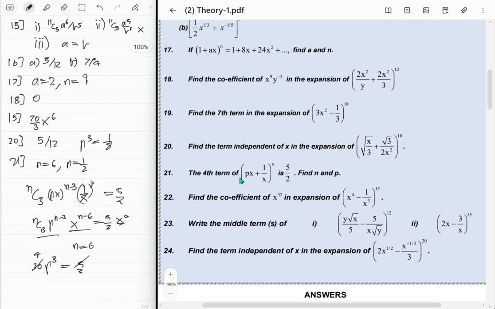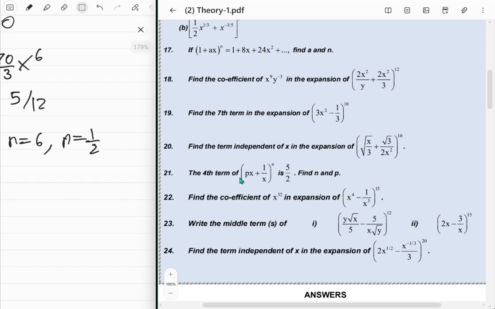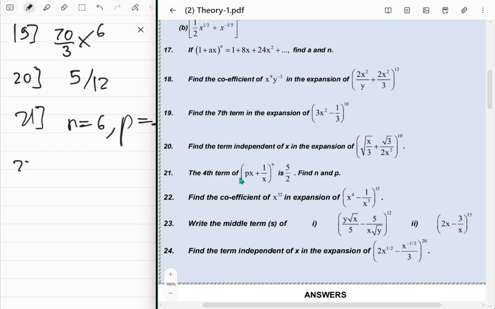Okay, next. 22. Both look the same. Sorry, it's going to be p right there. Okay, 22. Find the coefficient of x to the power 32 in the expansion of this thing.